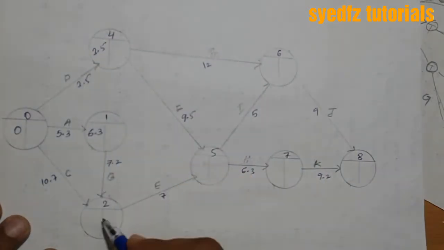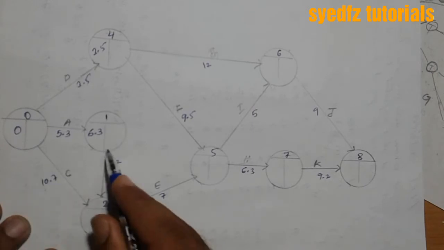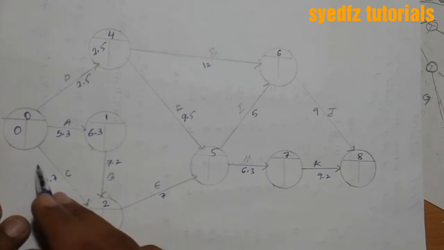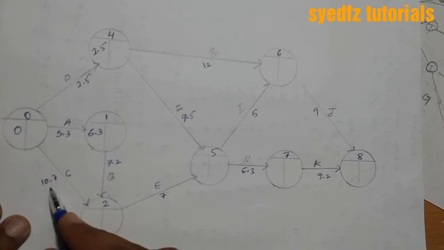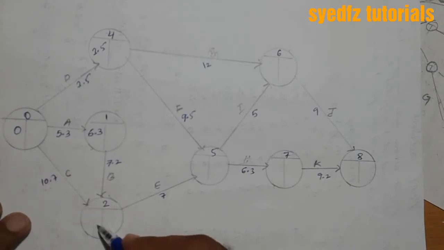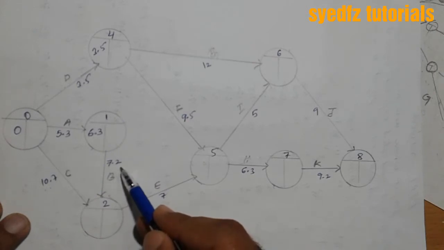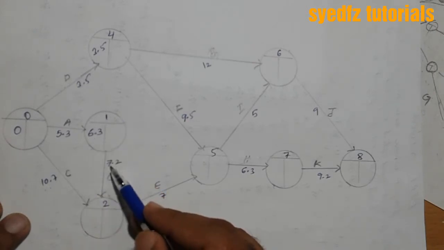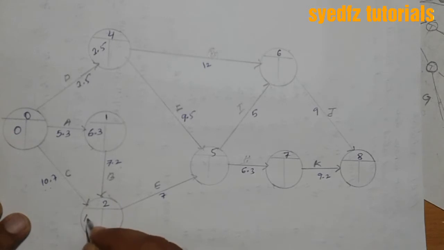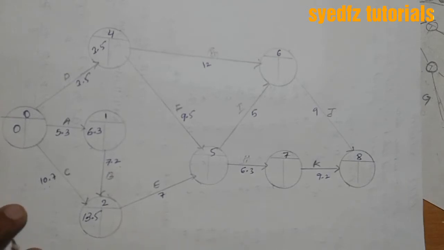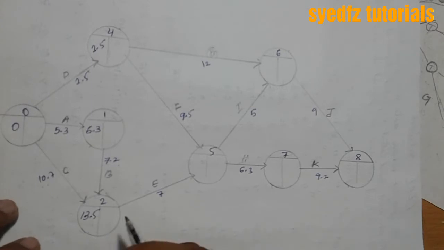Here two activities are coming, one from here, one from here. Which is the highest one? If you add 0 plus 10.7, it means only 10.7. If 6.3 and 7.2, it means 6 and 7, 13.5. This is 13.5. Take the largest first; then when you reverse, take the minimum.